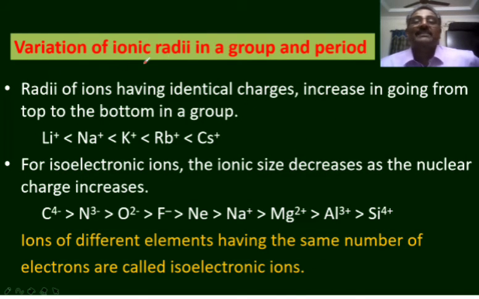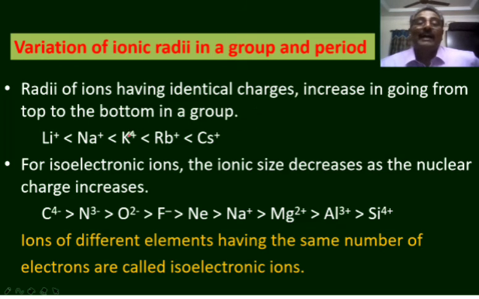Next, variation of ionic radii in a group and in a period. How does the ionic radii vary? The ionic radii also vary in the same manner as in the case of atoms in a group and in a period. Radii of ions having identical charges increase in going from top to bottom in a group.